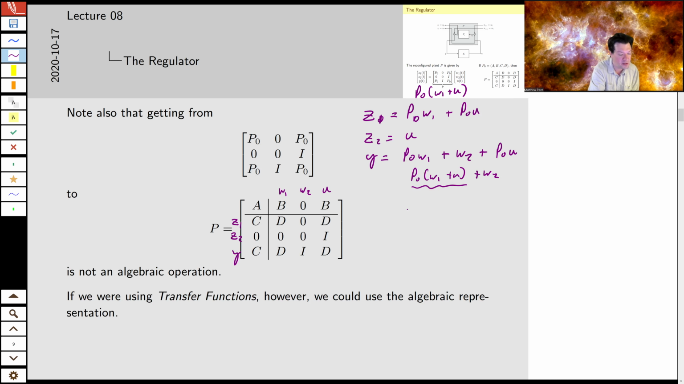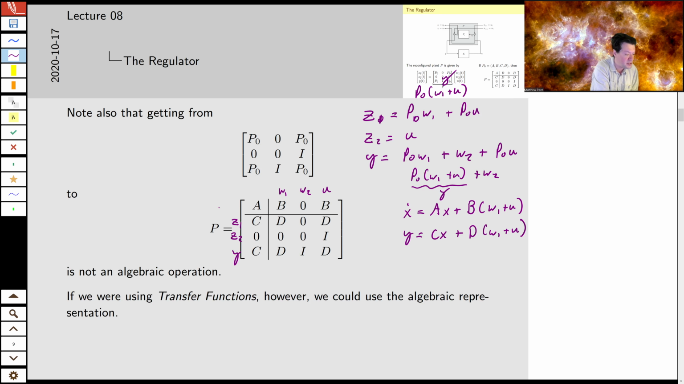So what is that? Well, what's the state space representation of P? It's x dot equals Ax plus B, and then the input to that system is W1 plus U. And the output of that system is y equals Cx plus D times W1 plus U. And so now we can write this. This is signal Y. And so we can write down a state space representation.